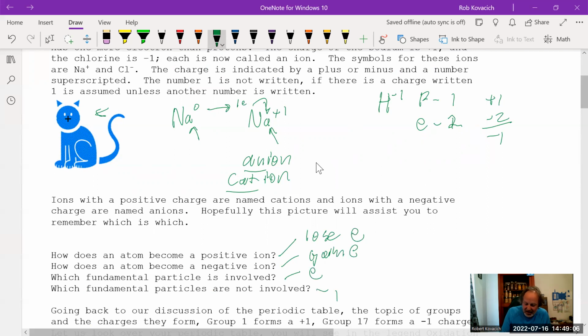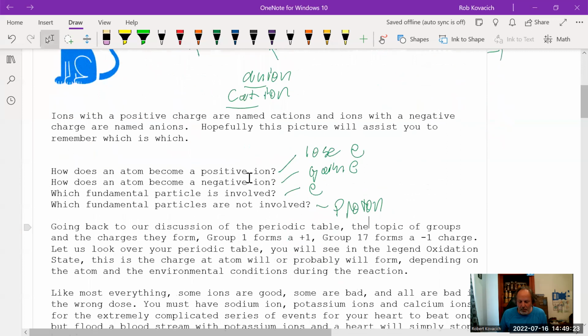What particle is not involved? The proton. The proton number never changes. That's not going to be something that changes inside of chemistry. All I can do is change the number of electrons. Okay, so I want you to notice something on your periodic tables. So these periodic tables right here.